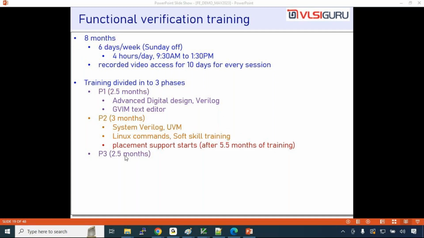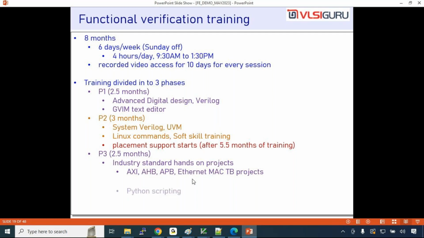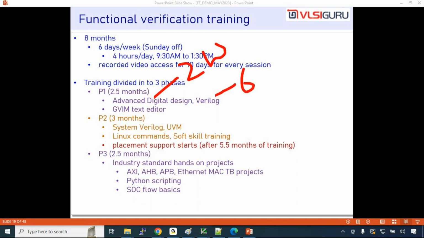Then what is phase three? Phase three is meant for industry standard projects, where we will be doing some projects based on standard protocols like AXI, AHB, APB, Ethernet. Then we'll also teach you Python scripting and some SoC concepts. So this is all what is planned for 8 months. Anything we try to reduce becomes a problem. I mean, if I try to do digital design in 2 weeks, it becomes a problem. If I try to do Verilog in 6 weeks, it's a problem.